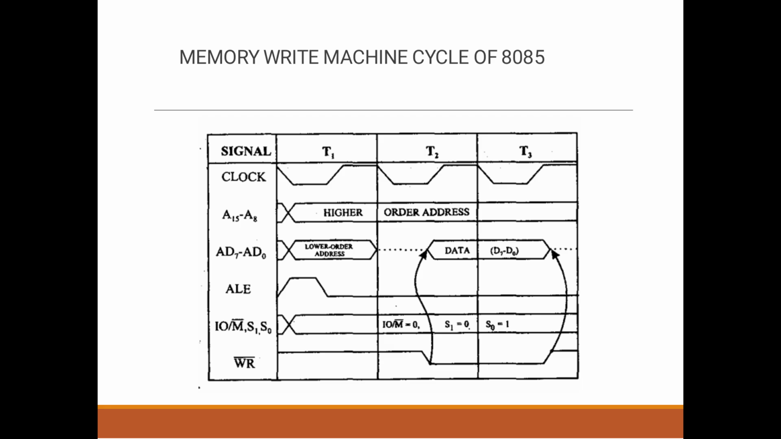Address latch enable is active high in the T1 state and active low in the T2 and T3 states. IO/M bar, S1, S0: here IO/M bar is equal to 0, S1 is equal to 0 and S0 is equal to 1. The write bar signal is active high in the T1 state and active low in the T2 and T3 states.